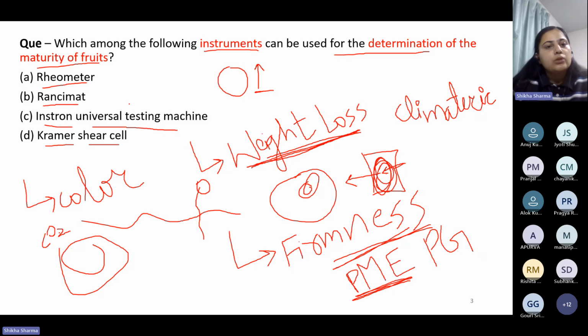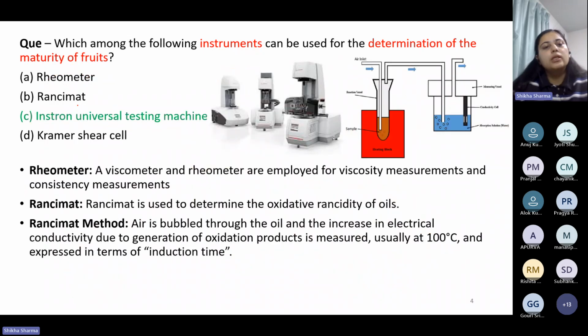So a rheometer is the equipment which measures mainly viscosity, so option C is correct here. That is the instrument which determines maturity of a fruit. The Instron universal testing machine is the one here which determines maturity of the fruit.